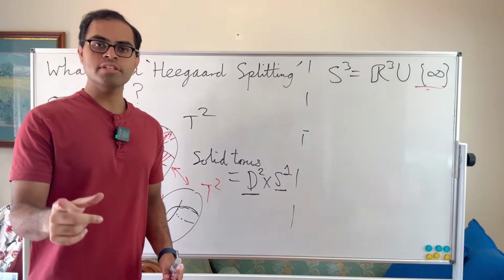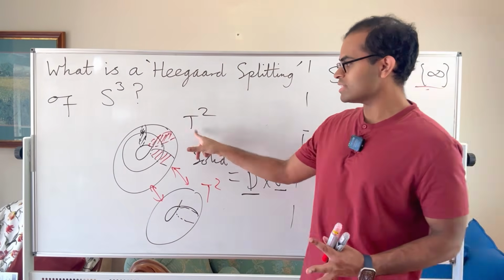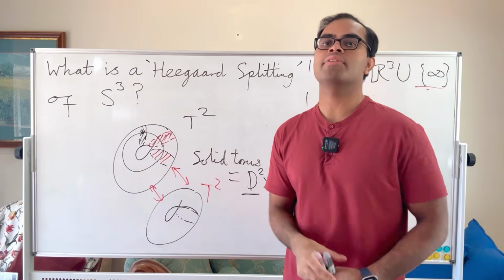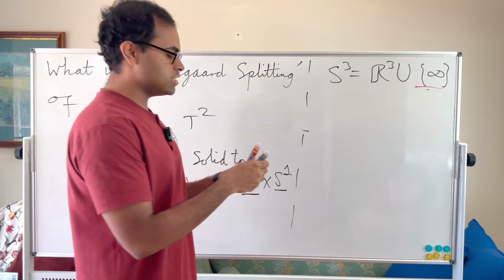And what I'm going to show you is called a genus 1 Heegaard splitting, because the boundary you're gluing along is a torus, which has one handle. It's a genus 1 surface in mathematics. And so now we're going to visualize a genus 1 Heegaard splitting of S3.